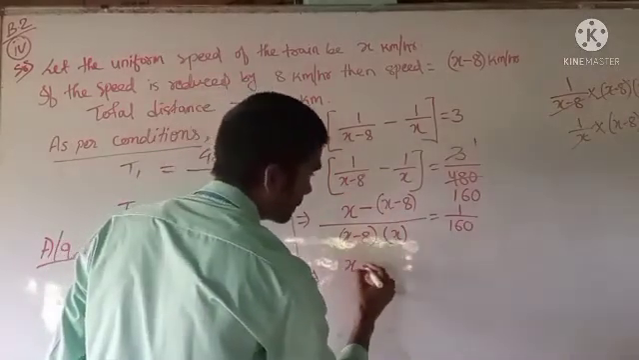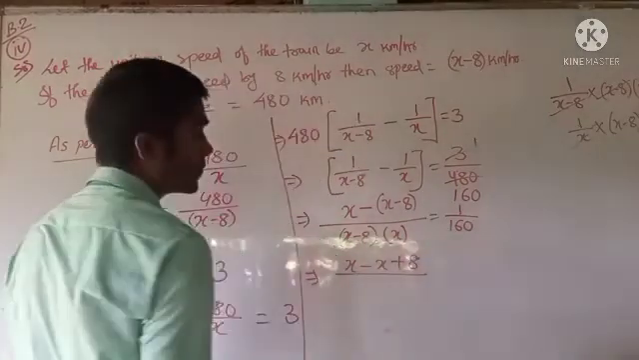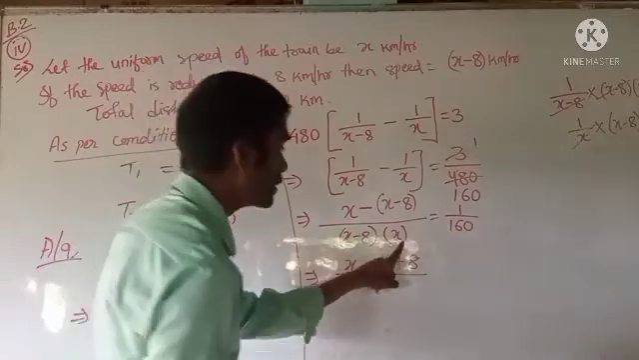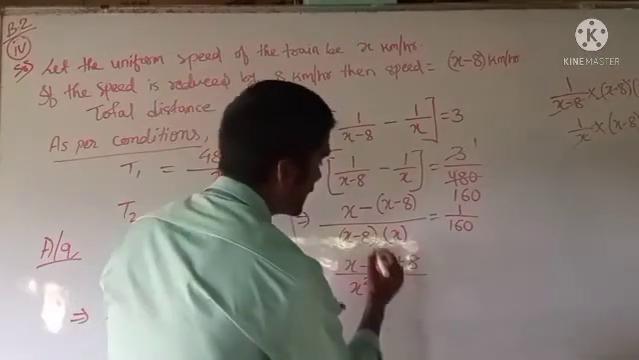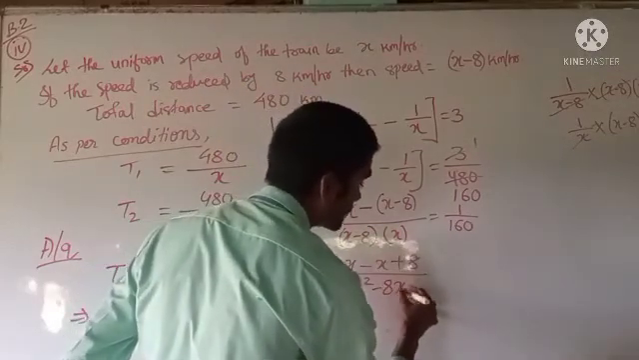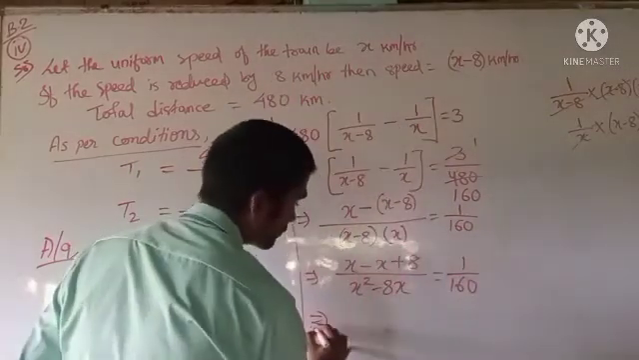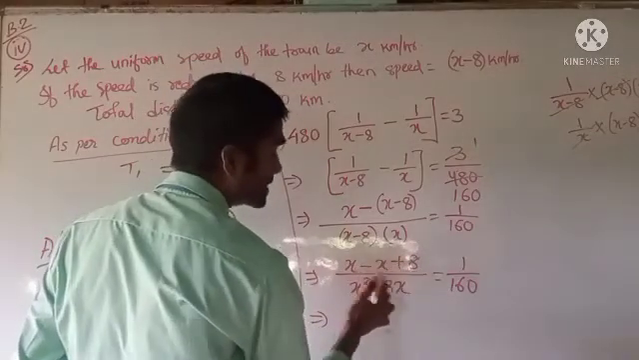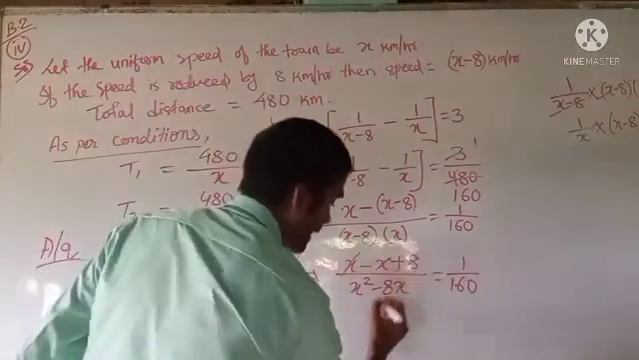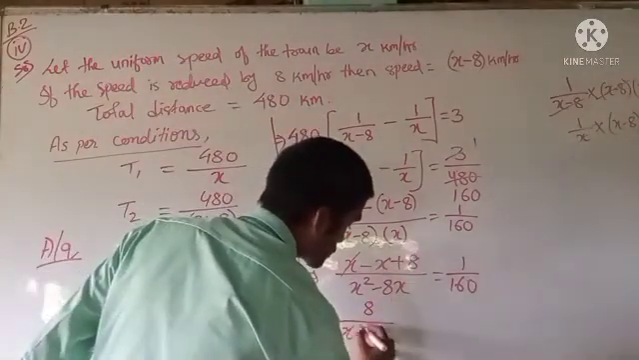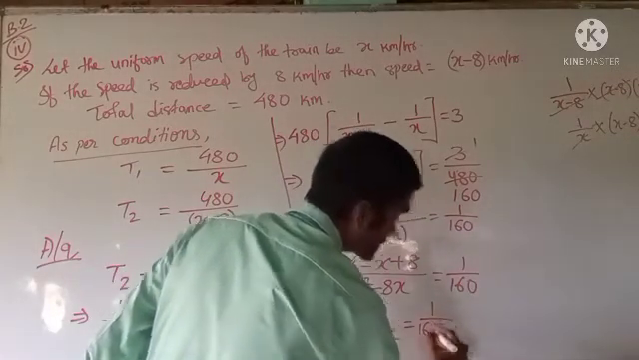Now let us remove this bracket: minus x, minus into minus is plus 8. Let us multiply this one also and remove this bracket. So x into x gives x squared, minus 8 into 8, x gives 8x, is equal to 1 by 160. Now x minus x we can cancel because both are the same and the signs are opposite. So 8 is left. 8 by x squared minus 8x is equal to 1 by 160.